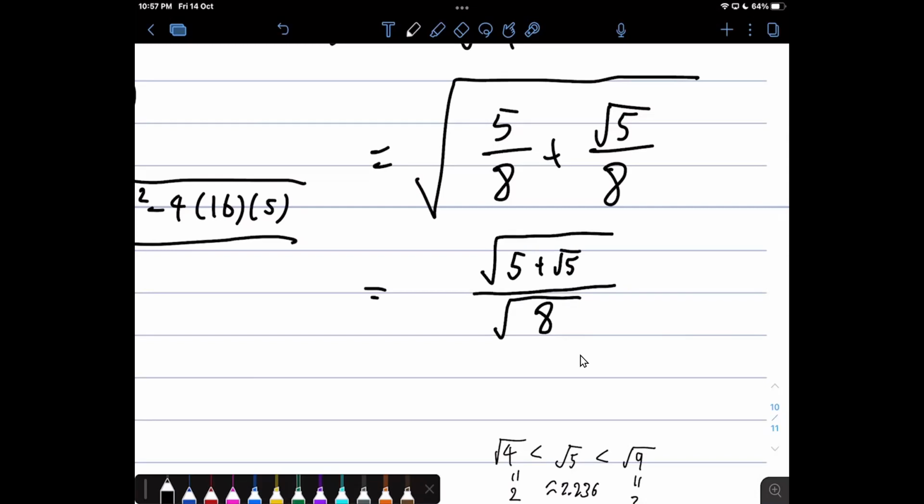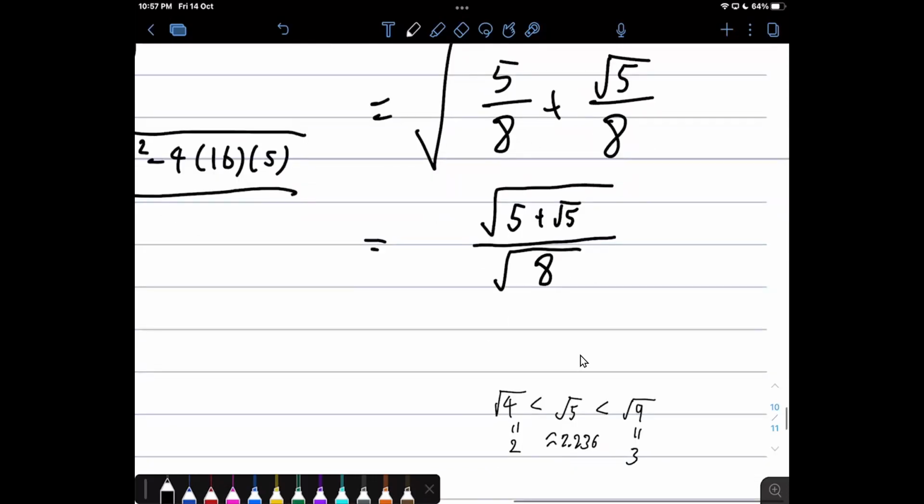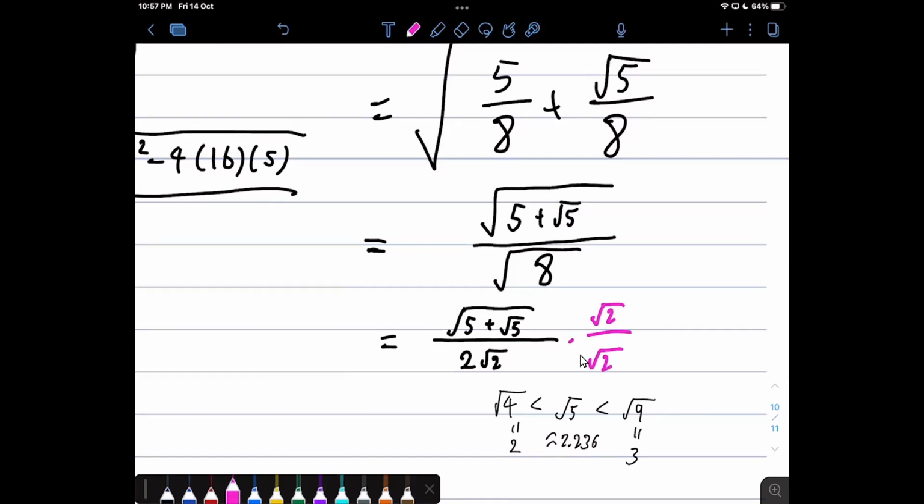What is square root 8? How do we simplify the surd? Recall surds? Times top and bottom by square root 8? No. Maybe you simplify this first. What you should realize is that it's actually 2 root 2. Okay, then you just times top and bottom by root 2. Don't need to work so hard. Square root 8, number very big.